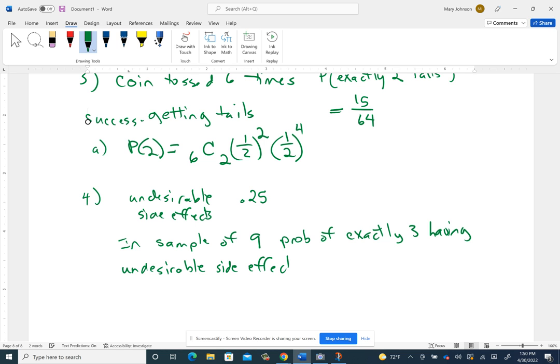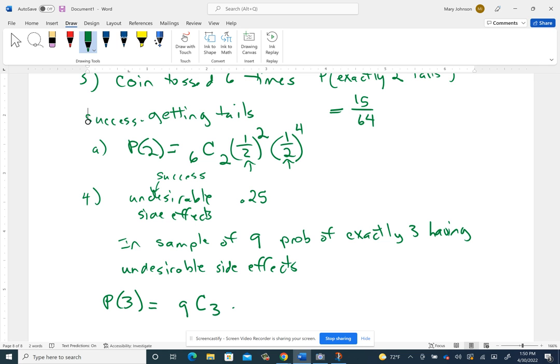Okay. All right, so I wanted to look at this one because I wanted to look at one where these probabilities weren't the same. So we have 9 in our sample. Let me start off this way. We want the probability of exactly 3 successes. We have 9 in our sample, and we're going to choose then 3. We're going to consider a success being getting the undesirable side effects. That'd be a success because of what we're looking for. We're looking for the probability of getting undesirable side effects.